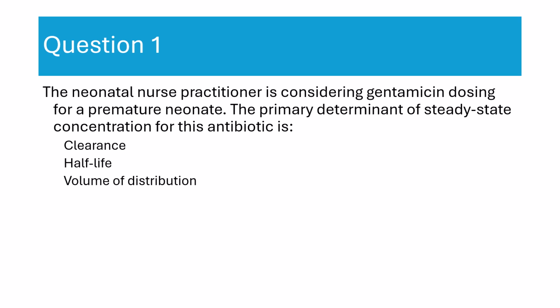Clearance is correct because it represents the body's ability to eliminate the drug, which directly determines the steady-state concentration. At steady state, the amount of drug administered equals the amount eliminated, and clearance is the mathematical determinant of this relationship. Half-life is incorrect because, while it affects how quickly steady state is reached, typically 4 to 5 half-lives, it does not determine the actual concentration at steady state. Volume of distribution is incorrect because it affects the initial concentration after dosing and loading doses, but not the steady-state concentration with maintenance dosing.